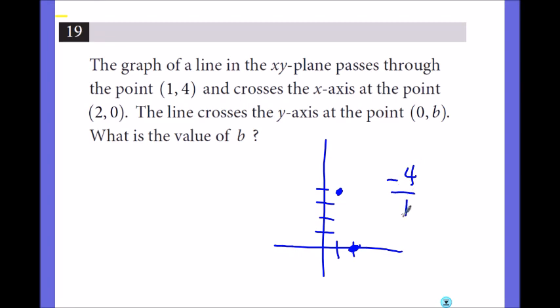The line crosses the y-axis at point 0, b. What is b? We usually go left to right, but this one we can go from right to left. So it's 1 over, up 4. So it must be 4 plus 4, which is 8.